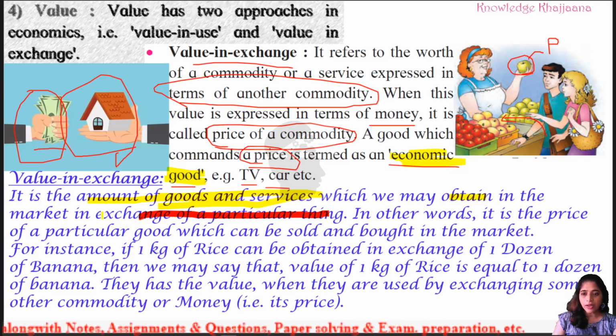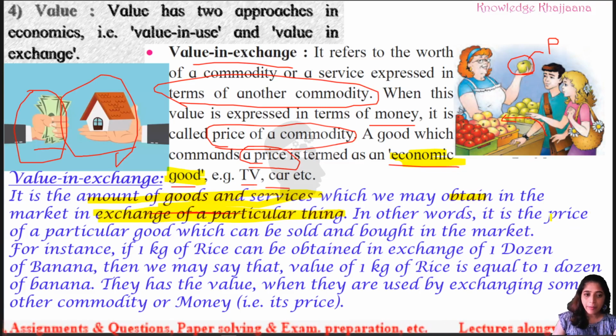How do we obtain it? By exchange of a particular thing. What do we exchange? Here we exchange money. In other words, it is the price of a particular good which can be sold and bought in the market. How can we sell and buy in the market? By paying the price of those goods and services.